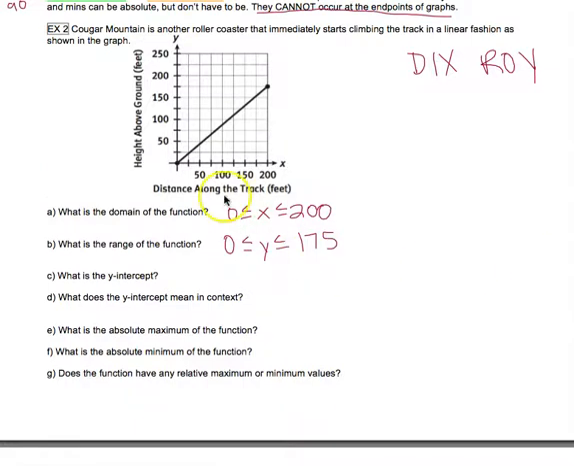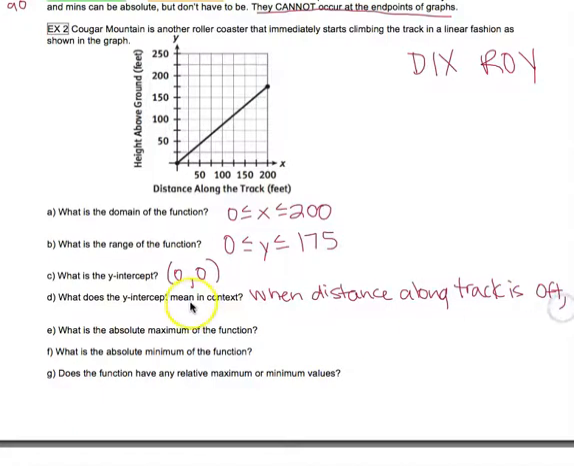All right, next, y-intercept crosses the y-axis there at 0, 0. What does it mean in context? That when distance along track is 0 feet, the height above ground is 0 feet.